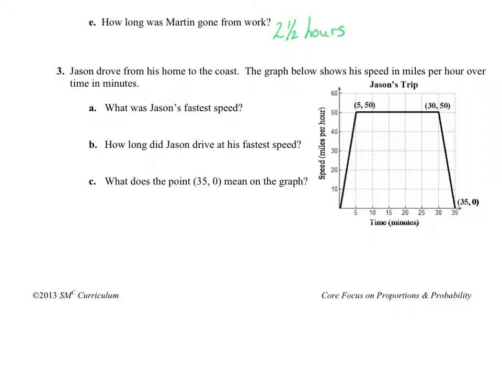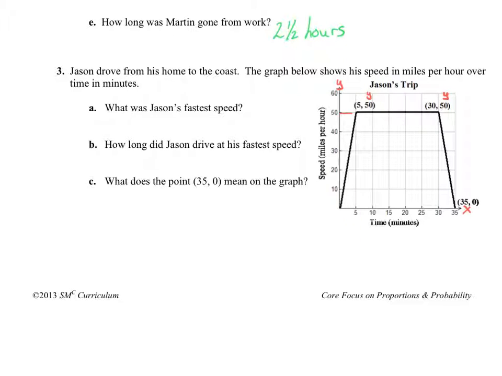Number 3 shows us our last example on this page. Jason drove from his home to the coast. The graph below shows his speed in miles per hour over time in minutes, where x is the time and y is the speed. Question A asks, what was Jason's fastest speed? Well, we could look at the graph and see it tops out right here at 50 miles per hour, or you could look at the y-coordinate here on each one of these, and that shows you also that it's at 50 miles per hour.